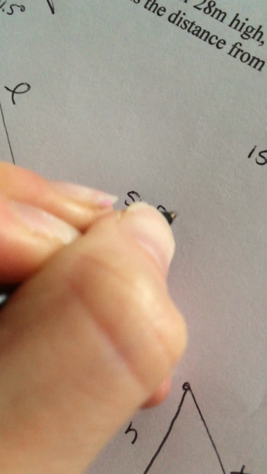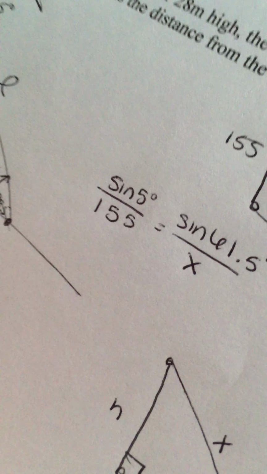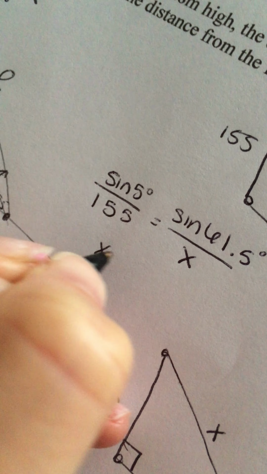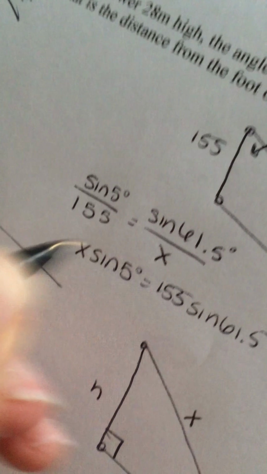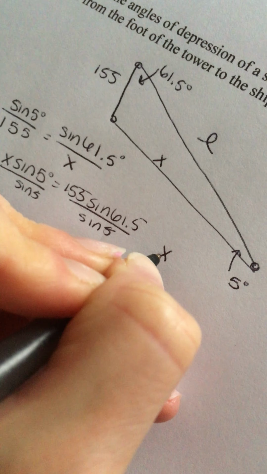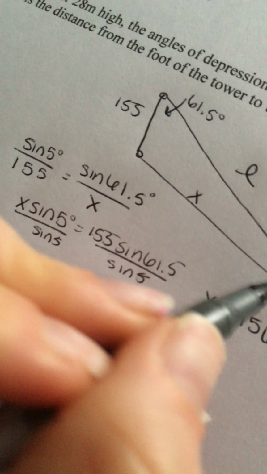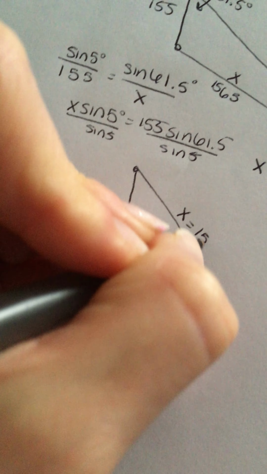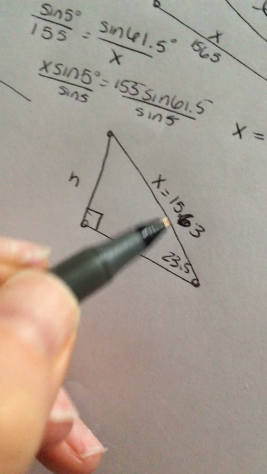So sine of 5 degrees over 155 is equal to the sine of 61.5 degrees over X. We cross multiply. We get X sine of 5 degrees is equal to 155 sine of 61.5. Divide by the sine of 5. We get X is equal to about 1563. That is this distance. Oops, I gave myself a decimal I didn't need to.